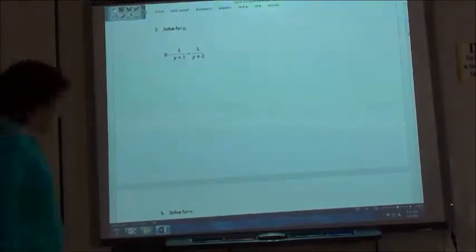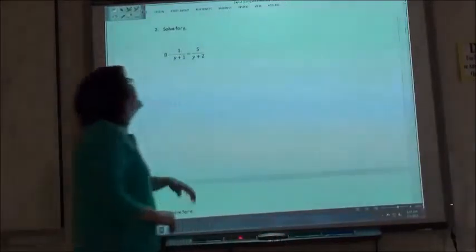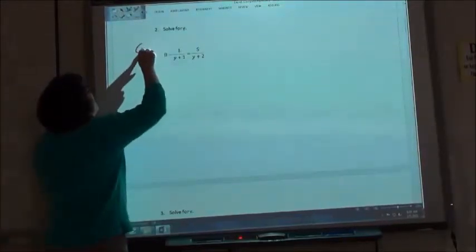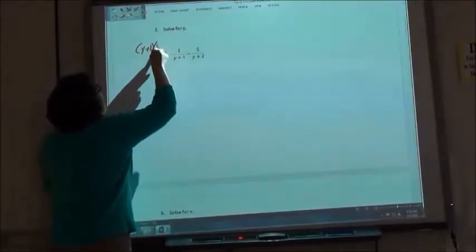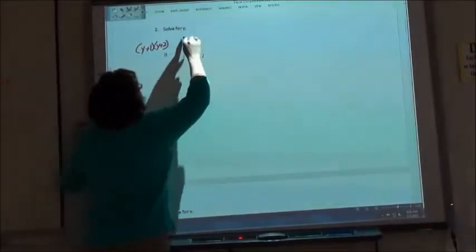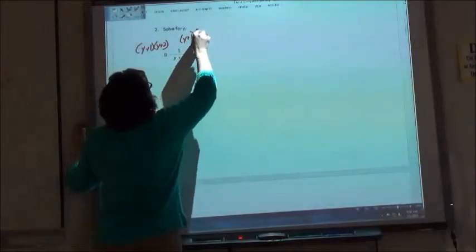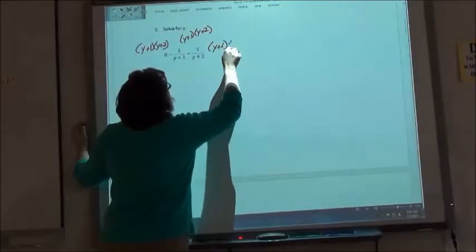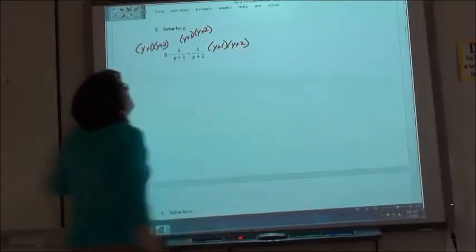All right, let's go to number 2. Same kind of theory behind this. I want to multiply by the common denominator to get rid of my fractions. And so one denominator has a y plus 1, the other one has a y plus 2, so that means we have to multiply everything by both of those two things because they're two different things. So I'm going to take the y plus 1 and the y plus 2 times that, the y plus 1 and the y plus 2 times that one, and the y plus 1 and the y plus 2 times that one.